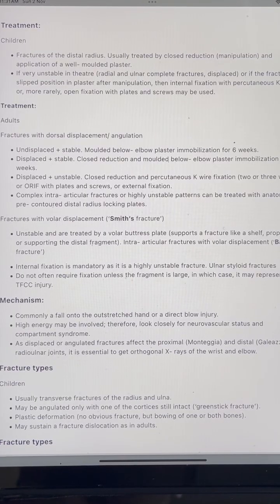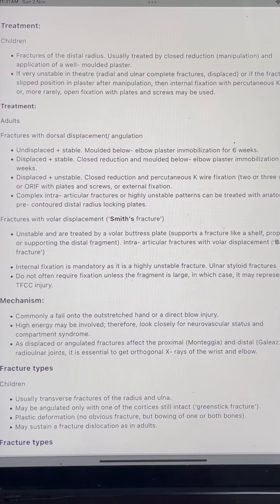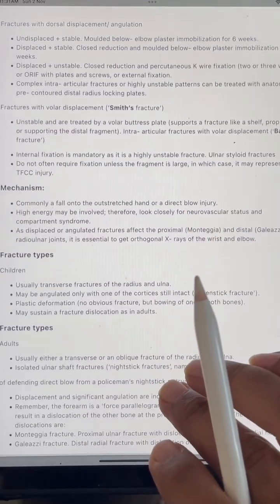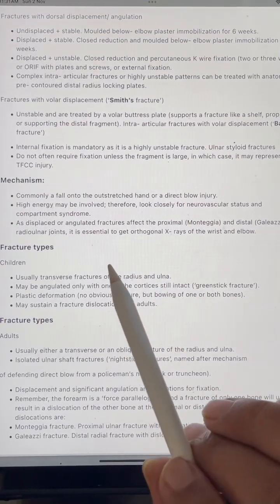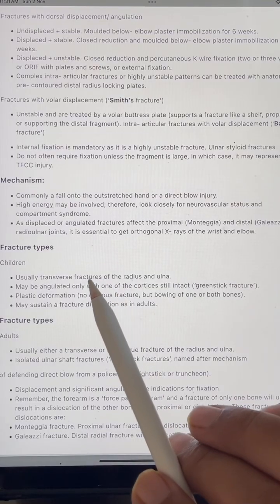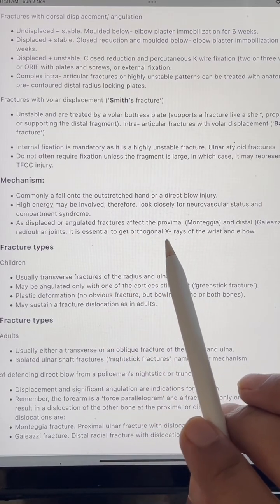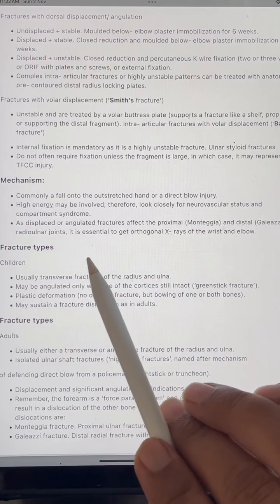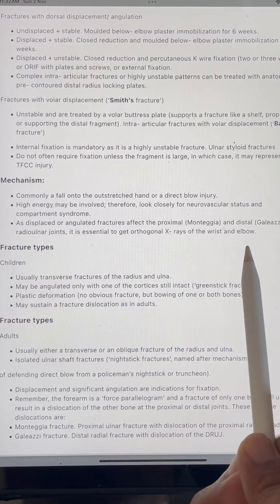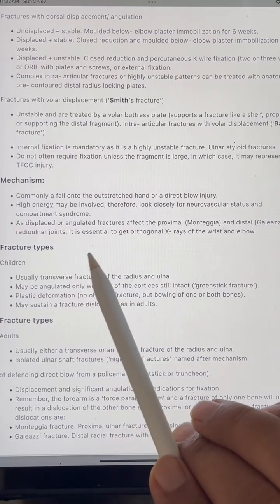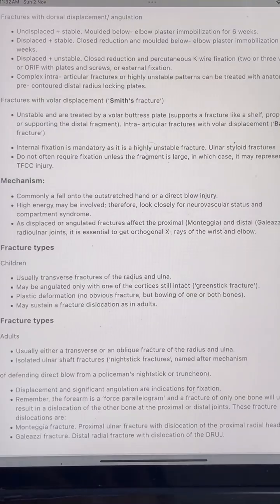Ulnar styloid fractures do not often require fixation unless the fragment is large. It may present with TFCC injury. Commonly, Smith's fracture is also from a fall on outstretched hand or a direct blow. High energy impact is involved, therefore look closely for neurovascular status, or displaced angulated fractures affecting the proximal and distal radioulnar joints: Monteggia and Galeazzi. Galeazzi is distal and Monteggia is at the upper end. This is the elbow joint, the upper end is Monteggia.